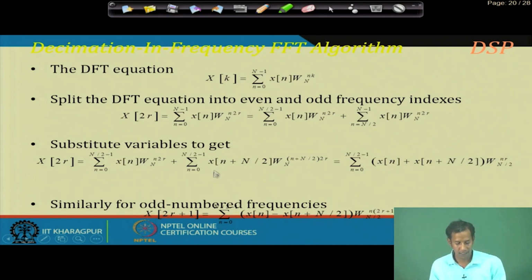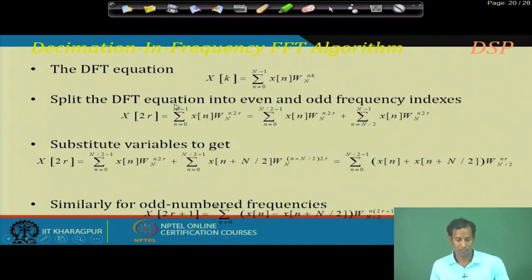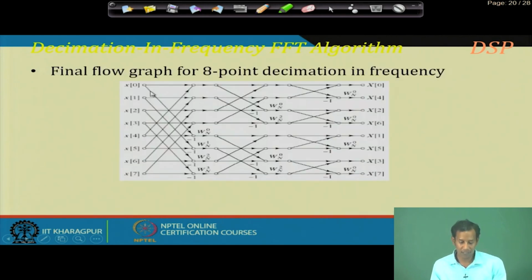Okay. So, the corresponding graph for decimation in time was the earlier one. This is for decimation in frequency. In decimation in frequency, the input should be given in order, whereas I will get the corresponding output in the bit reversed manner. So x 0 is producing x 0, x 1 is producing x 4, x 2 is producing x 2, x 3 is producing x 6, x 4 is producing x 1. So the output comes in the bit reverse manner.